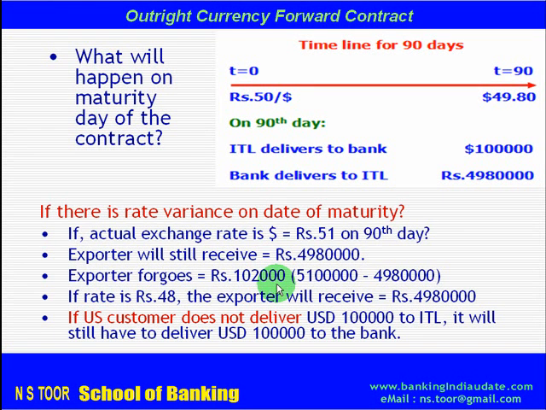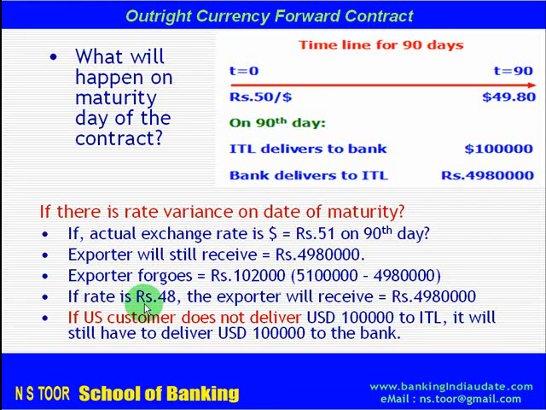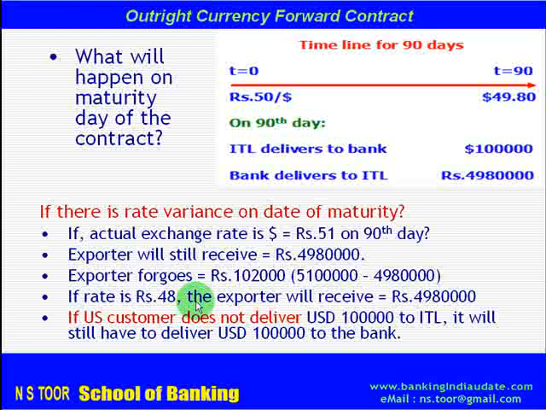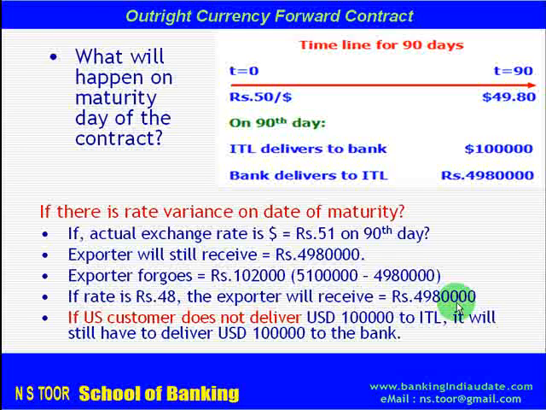But at the same time, let us imagine if the spot rate after 90 days was 48 rupees, what will happen to the exporter? The exporter will still receive 49 lakh 80,000 rupees. The loss will be borne by the bank.